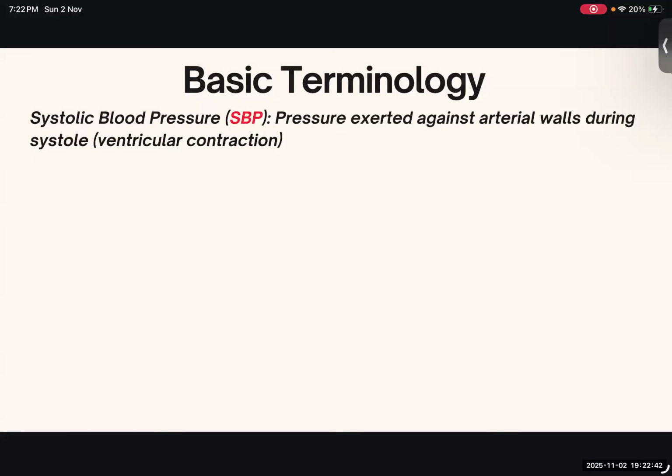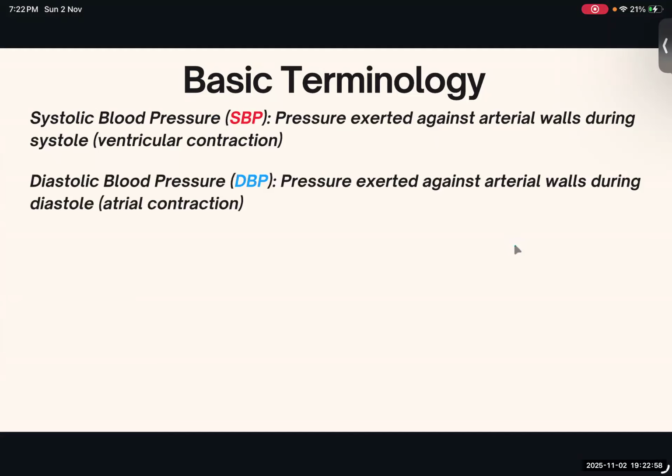Now, let's talk a little more about basic terminology. We have systolic blood pressure. So again, we said that during systole, the blood is being pushed out. If we measure the pressure exerted against the arterial walls during systole, we get something called the systolic blood pressure. Compare that to the diastolic blood pressure, which is the pressure during diastole, or ventricular relaxation and atrial contraction. Because remember, we said that when the ventricles relax, the atria contract, and vice versa. Now, if we subtract diastolic blood pressure from systolic blood pressure, we get something called the pulse pressure.